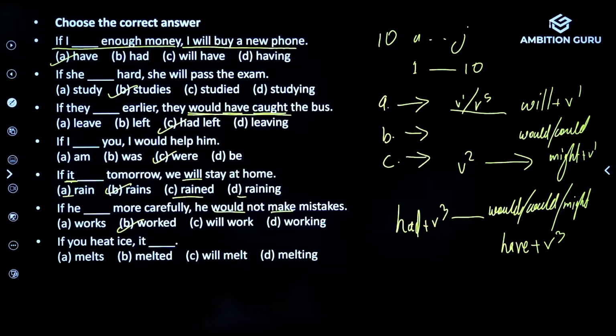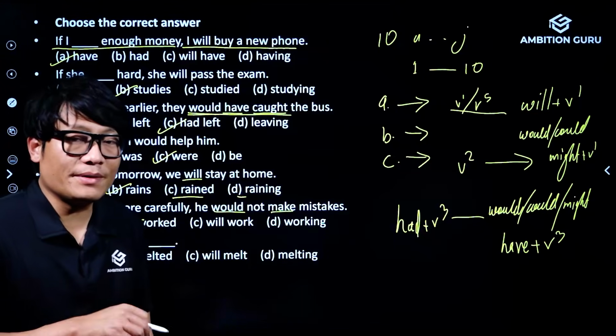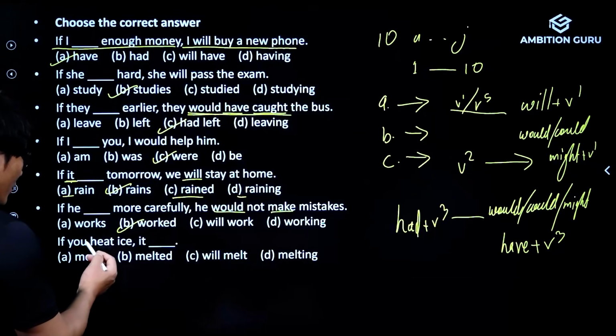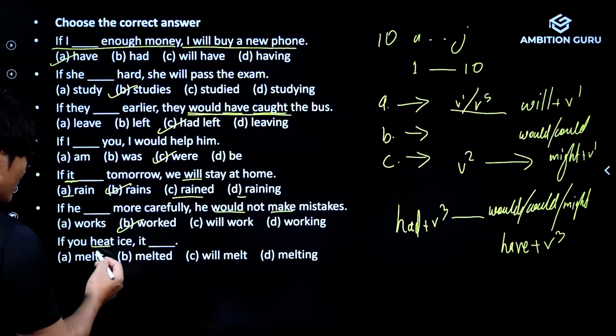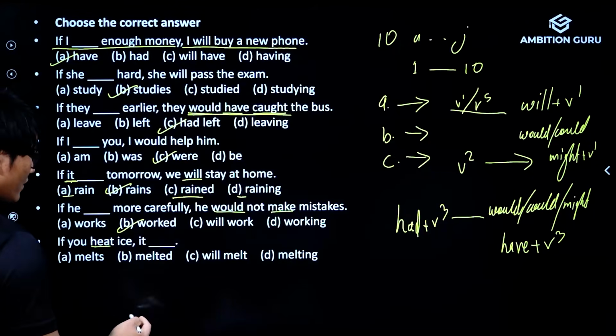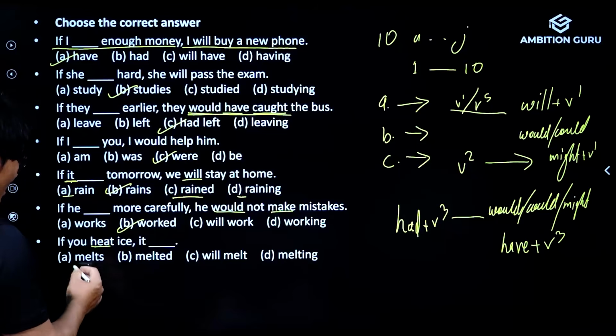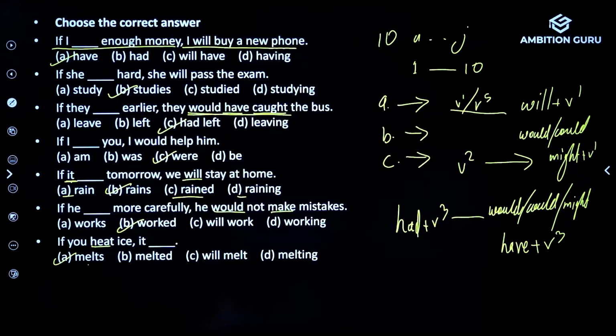Good. Next, if you hit ice, it. Now it talks about universal fact. Yeah. Universal fact should be written in a simple present. Both sentences should be in a simple present. Like if you hit ice, so hit also simple present, and here also should be simple present. So melts, melted, will melt, or melting. So melt is right. If you hit the ice, it melts because this is universal fact.